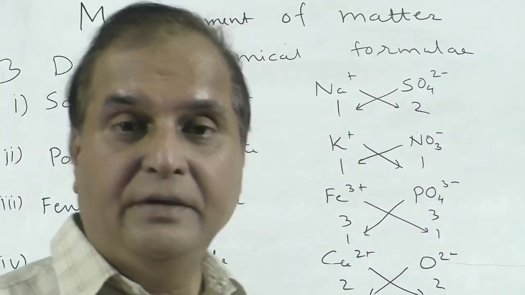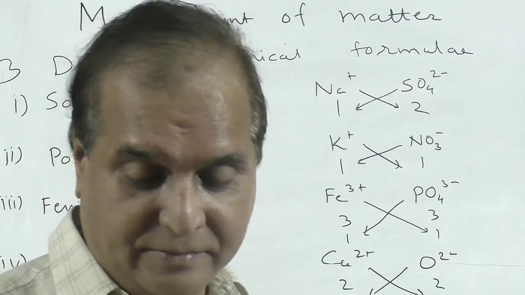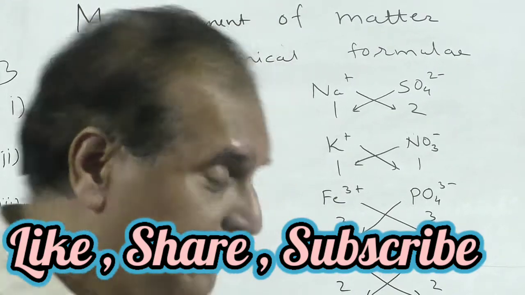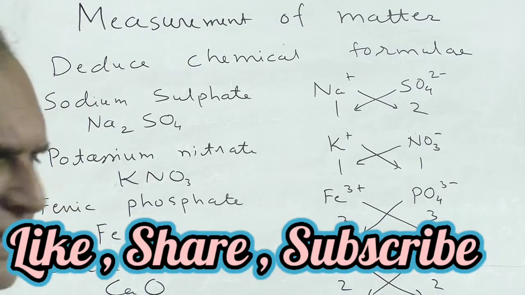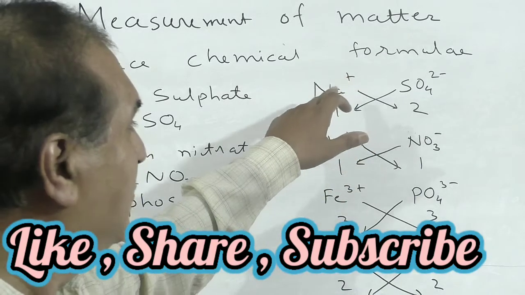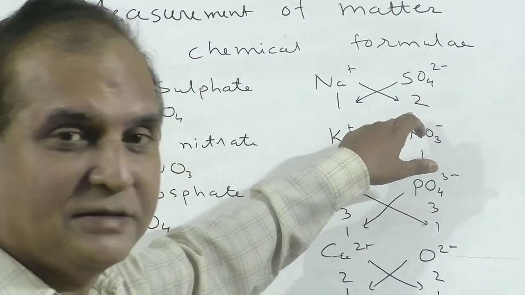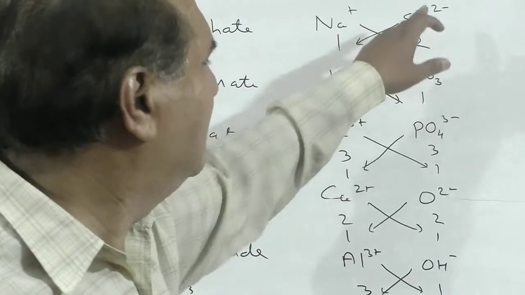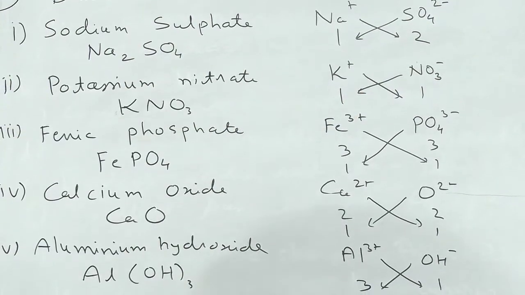Okay, 3. You have to deduce the chemical formula from the name. Okay, see from the table. Sodium sulfate. Look at the table. Na plus 1 plus, so valency 1. SO4 2 minus, so 2 below. Cross here, 2 will go to Na, 1 for SO4. Na2SO4 is the formula. Understood?